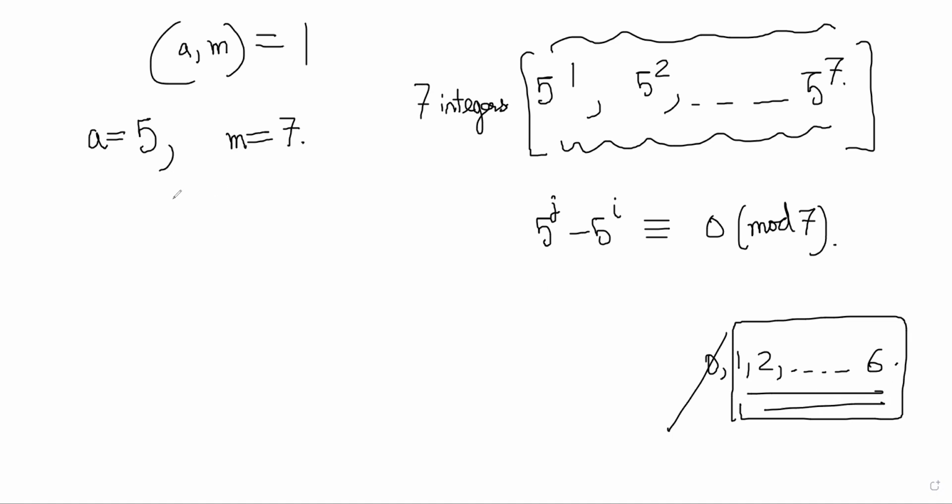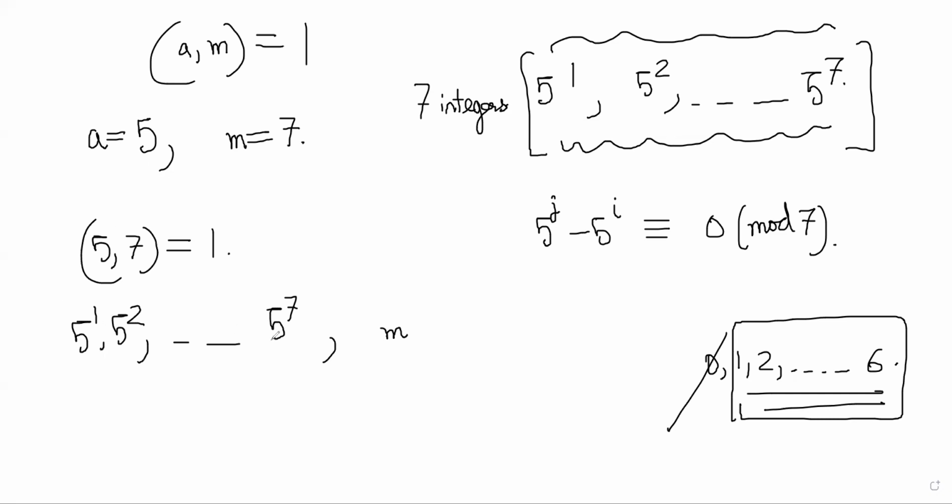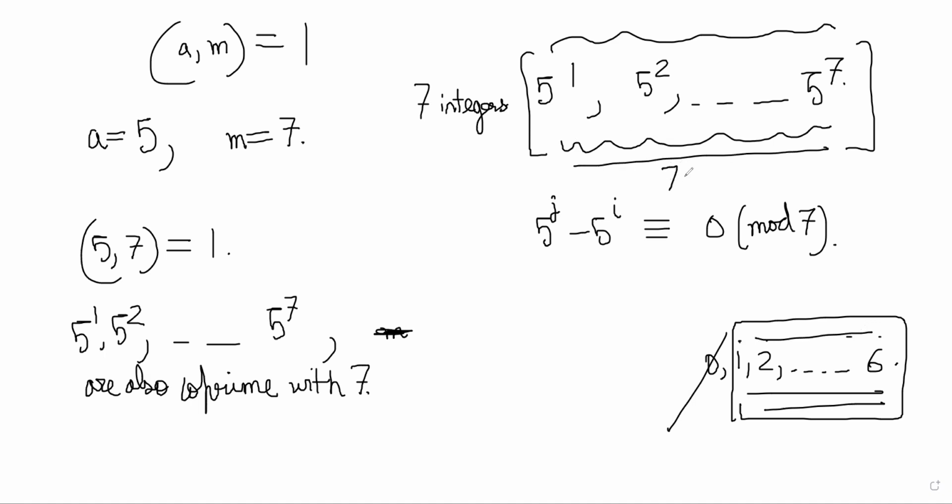The idea is that 5 and 7 are co-prime with each other. So 5 power 1, 5 power 2, all of these numbers will also be co-prime with 7. So 0 is not a possible remainder. So notice that 1, 2 till 6, there are 6 possible remainders, but there are 7 numbers. 7 numbers, 6 remainders. So by the pigeonhole principle, there are 2 numbers with the same remainder. If you call them 5 power j and 5 power i, we can say 5 power j minus 5 power i is 0 mod 7.